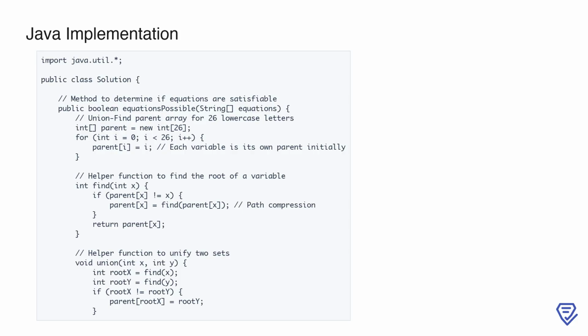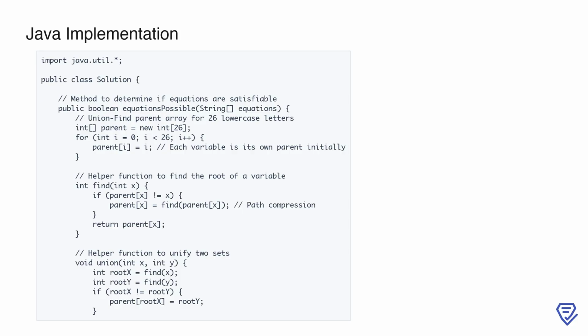To solve this, we use the union find data structure, which helps us efficiently manage connected components. We initialize a parent array of size 26, representing the 26 lowercase English letters, and set each letter to be its own parent initially. This essentially means that each variable starts out in its own separate set.